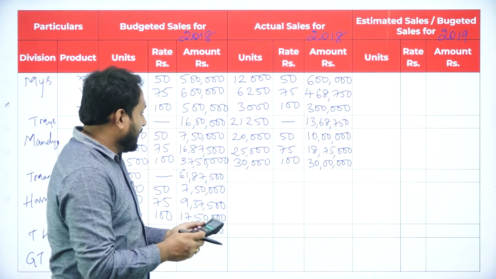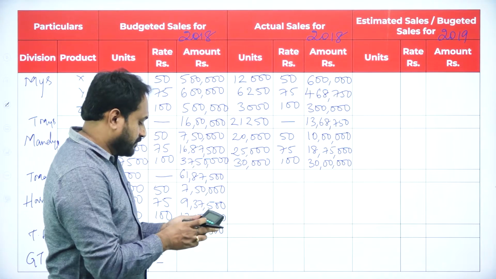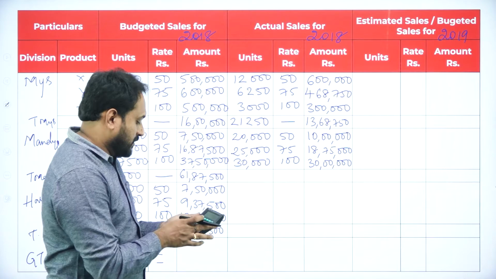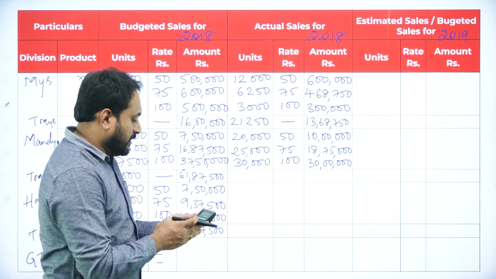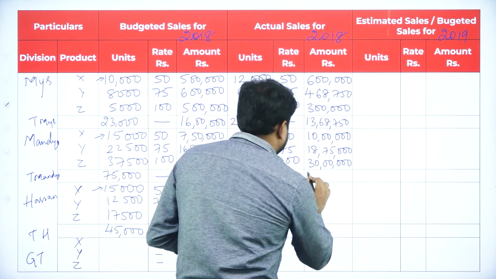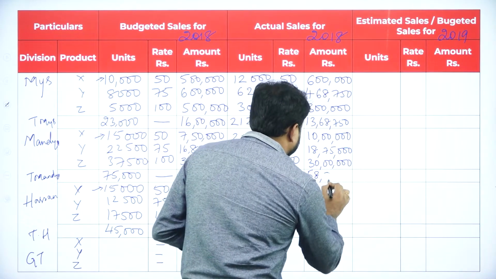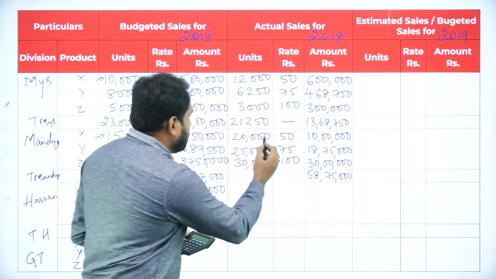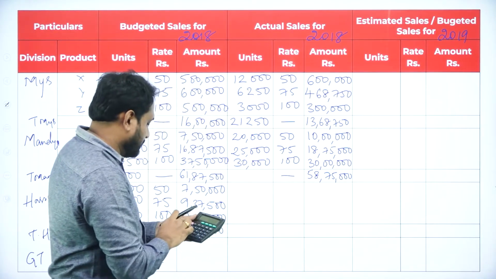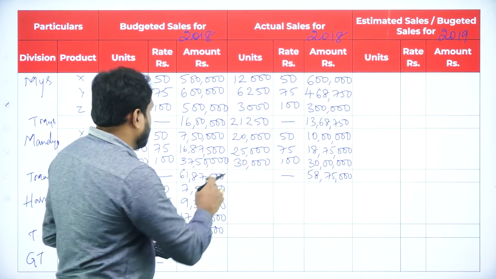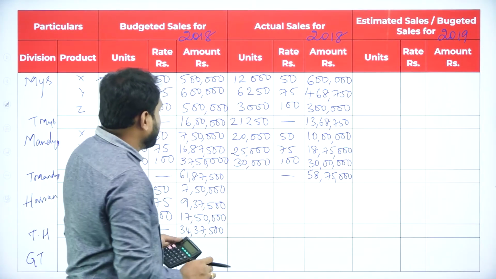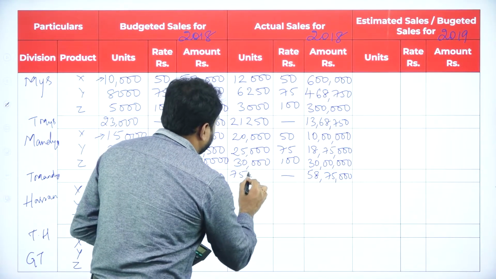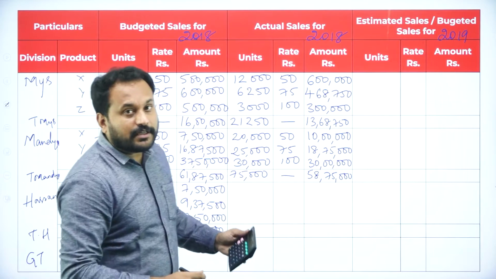Now calculate everything here. Plus 30 lakh plus we have 10 lakh. 58 lakh 75,000. We got the first one. Don't calculate the rate column. Then we have 20 and 30 is 50. 50 plus 25. So 50 plus 25 is 75,000. So here is 75,000. We are done with our Mandya.